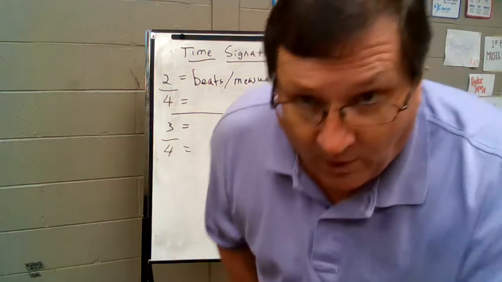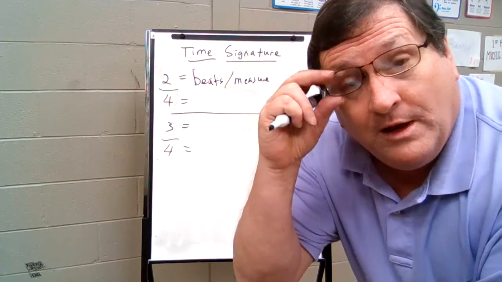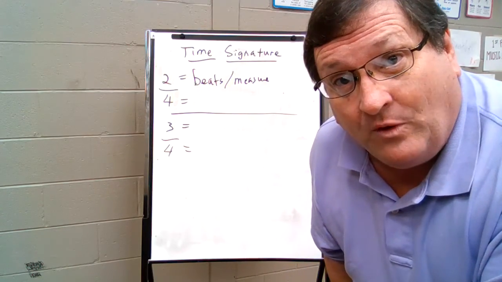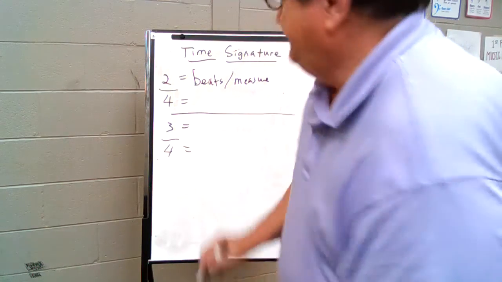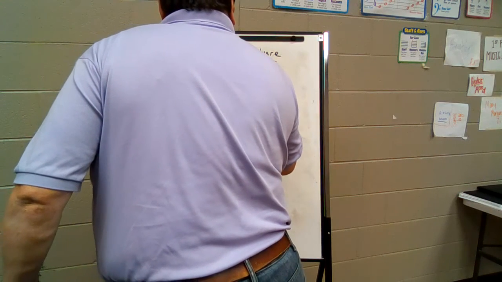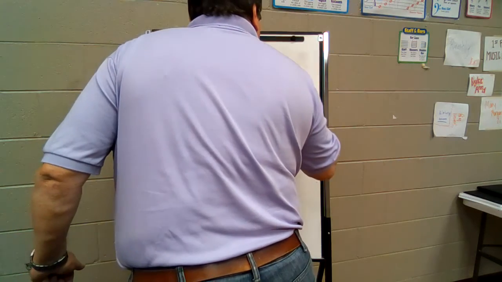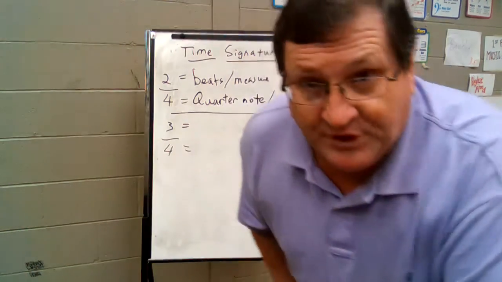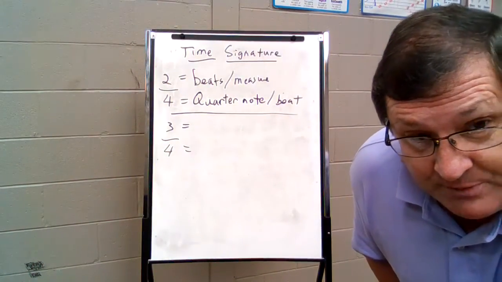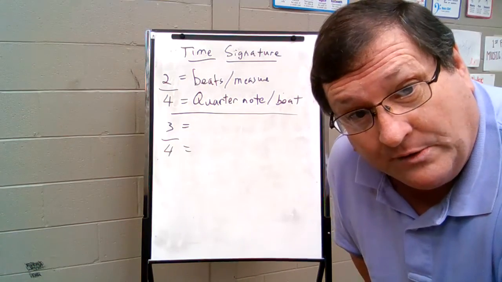And the bottom number always, every time you see that bottom number, remember anytime that bottom number is a 4, that means the quarter note gets the beat. Now, in 2/4 time, remember we have 2 beats per measure, so that means we can only have a maximum of 2 quarter notes in a measure.